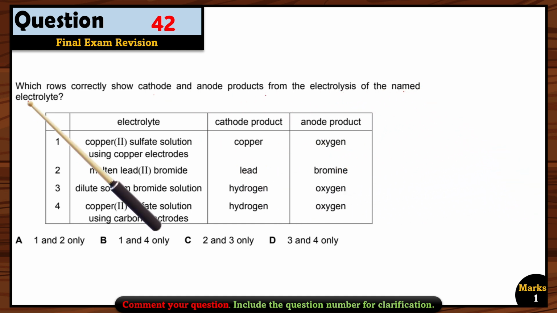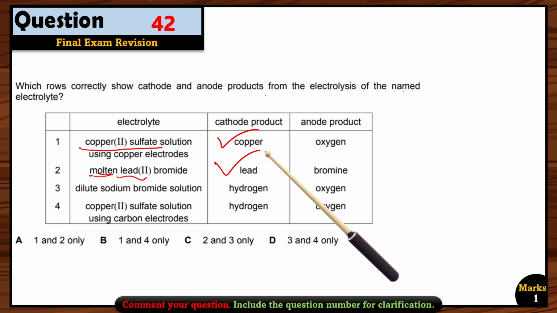Okay, now let's see one by one. Whenever you see copper, of course, at the cathode you are going to get copper. That's the right option. Let's see for the molten lead bromide. First of all, we'll see the cathode. Lead, of course, is a metal, so it will move towards the cathode, and it's molten, right? So that option is also right.